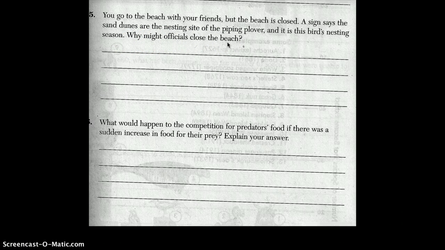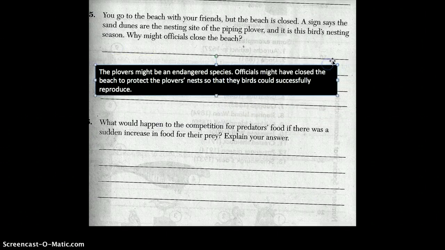Well, if it's during their nesting season and the beach is closed, the nesting sites are at the beach, they're probably closing to protect the nesting sites. Well, they don't do this for every animal, so it must be a special reason. Maybe the piping plover is endangered. The plovers might be an endangered species. Officials might have closed the beach to protect the plovers' nests so that the birds could successfully reproduce.